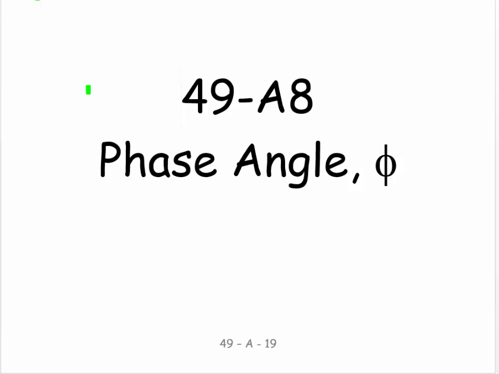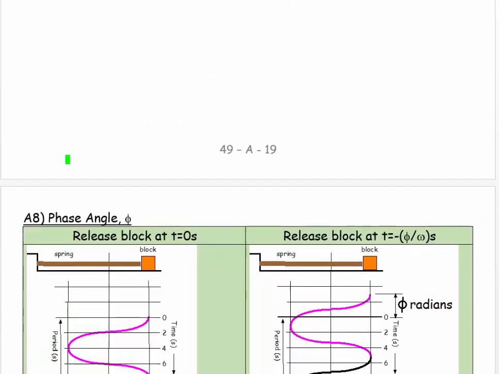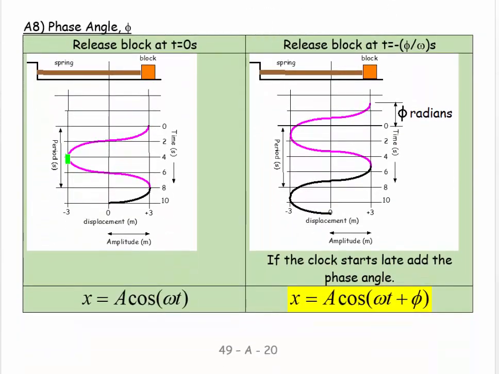Welcome. So this is 49A8 and this is about phase angles. What we're going to look at is oscillations that aren't well behaved. Let's look at this left-hand diagram to begin with.